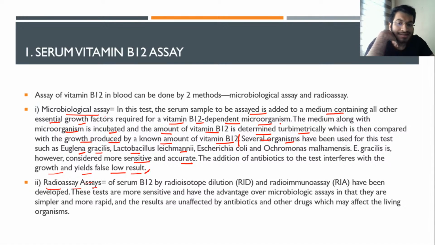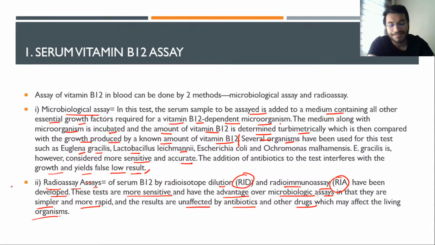Then radio assay of the serum B12: by radioisotope dilution or RID, and radioimmunoassay RIA have been developed. These tests are more sensitive and have the advantage over microbiological assays in that they are simpler, more rapid, and the results are unaffected by antibiotics and other drugs which may affect the living organisms.